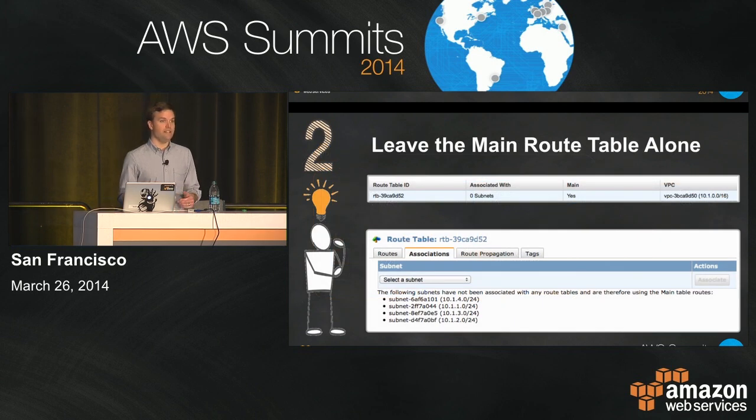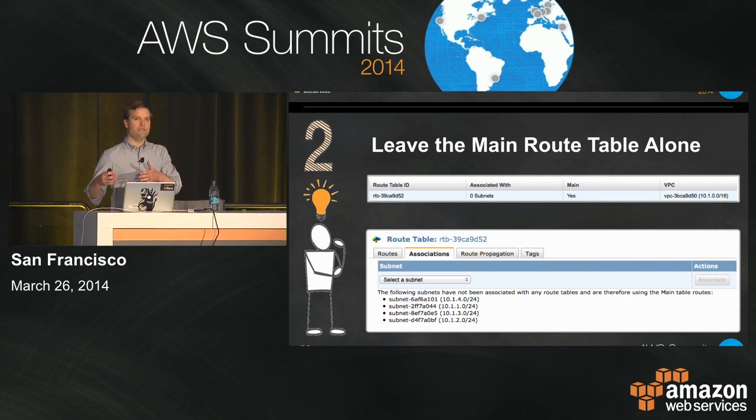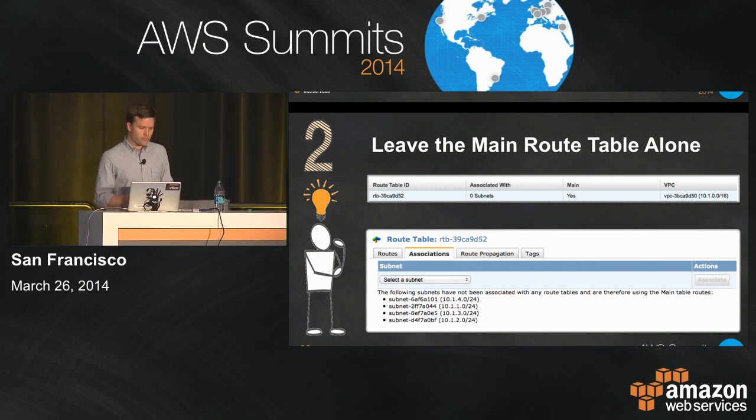So the second tip is leave the main route table alone. And what do I mean by main route table? Well, I mentioned earlier that when you create a subnet, you don't actually designate the routing table at the creation point. You actually have to do that after you create the subnet. So every subnet by default has to have a routing policy applied, and so it inherits what we call the default or the main route table. So every subnet you create is going to have this table associated with it.